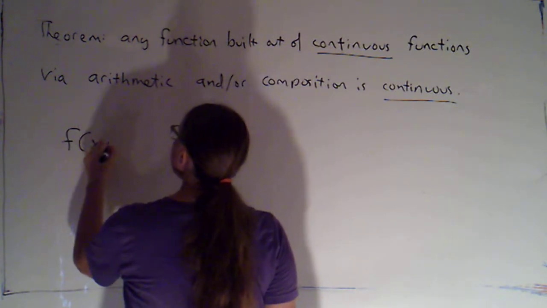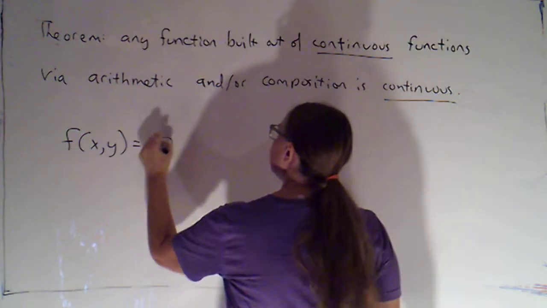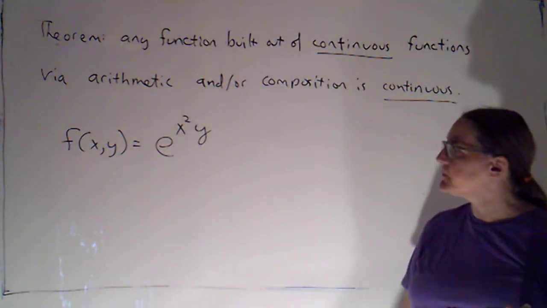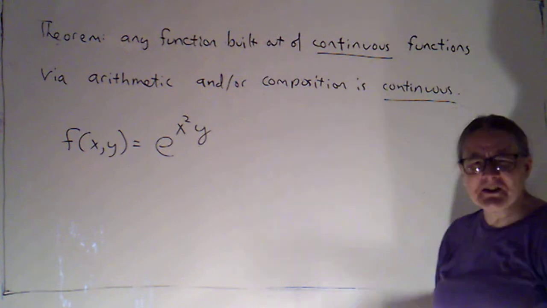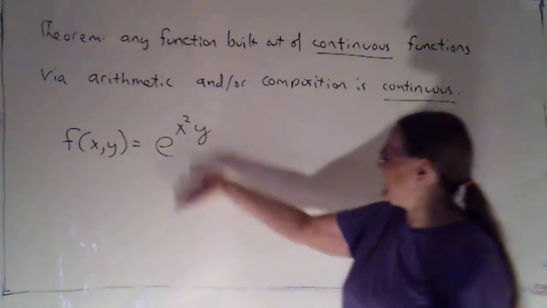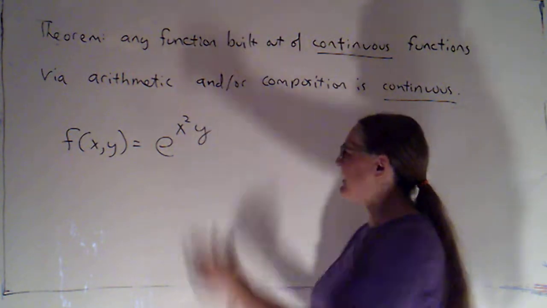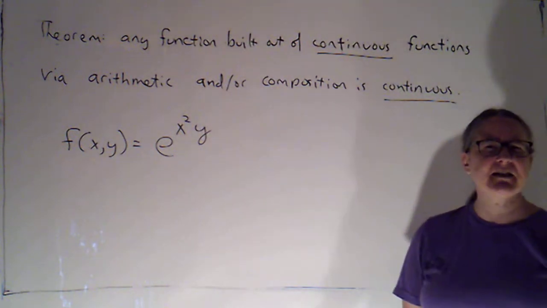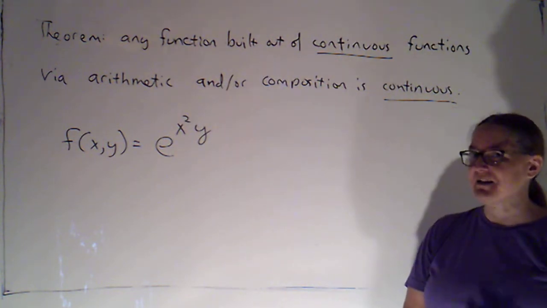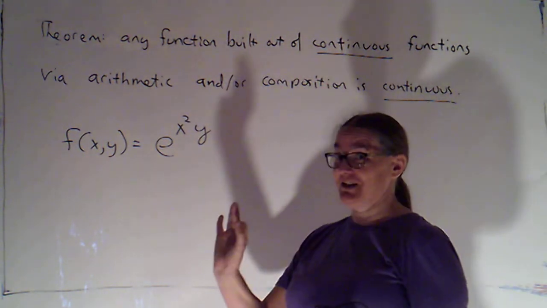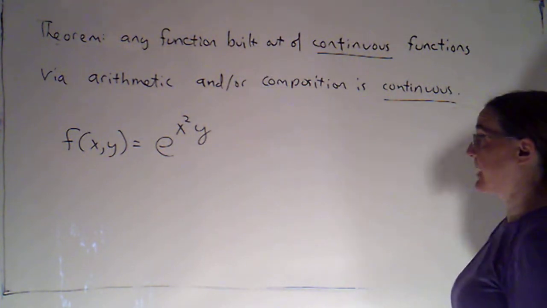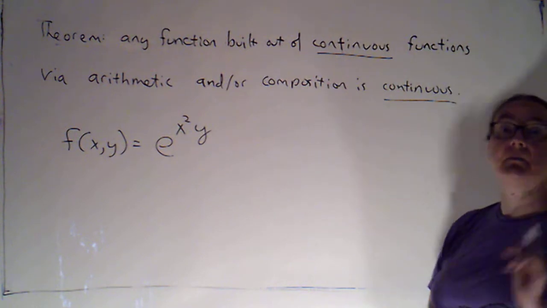Let's let f of xy equal e to the x squared y. That function looks to me like it's continuous because I'm seeing exponential functions, I'm seeing squaring and multiplication, so it looks continuous. Well, it is. I'm going to formally show you how that is because I can build it out of continuous functions using a combination of arithmetic and composition. So this is the function that I'm trying to build.